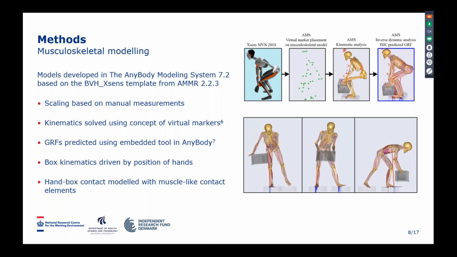And of course, this is a bit of an approximation, but it very closely resembles the actual process of lifting in the supermarkets. Also, we added some muscle-like contact elements where the hands meet the box, basically to create actuators for these additional degrees of freedom that are introduced. In this way, we were able to solve the inverse dynamic analysis.